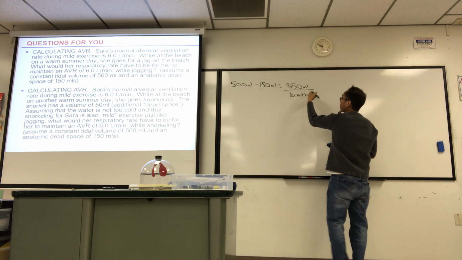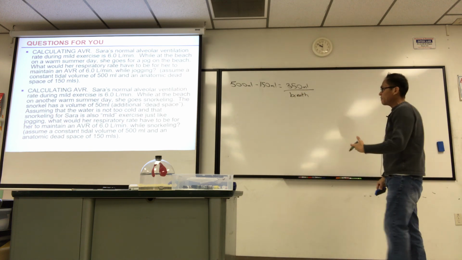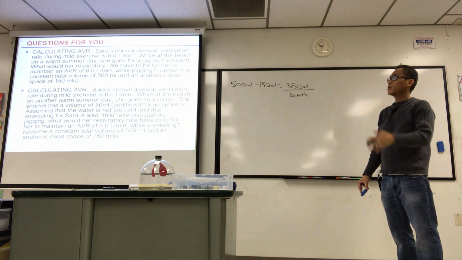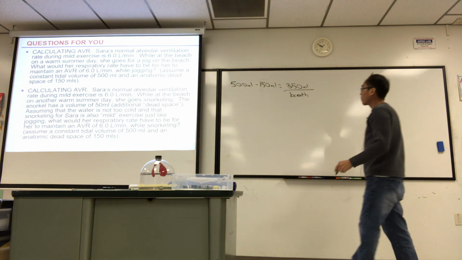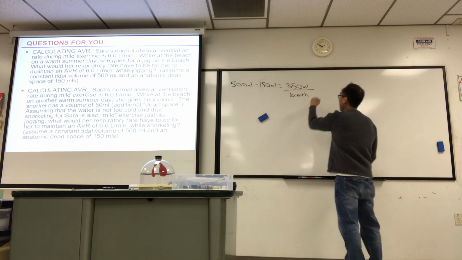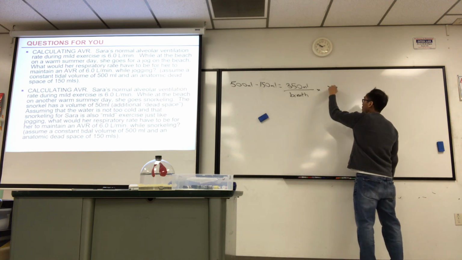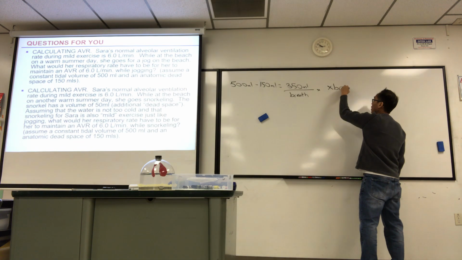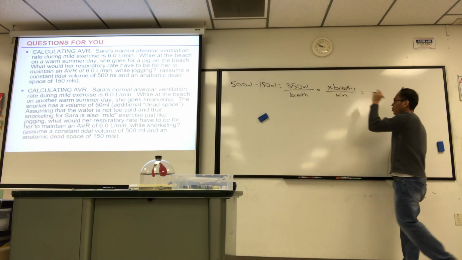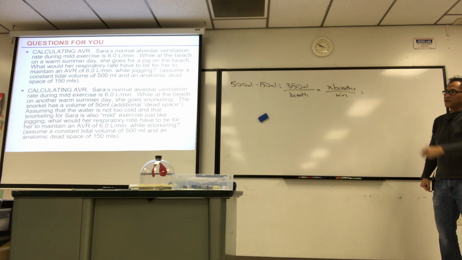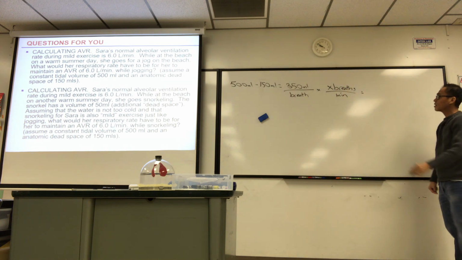So per breath, 350 ml of fresh air is reaching the alveolar spaces. So what we're trying to figure out is multiply that by an unknown X number of breaths per minute. We know that that will equal her given 6 liters per minute.